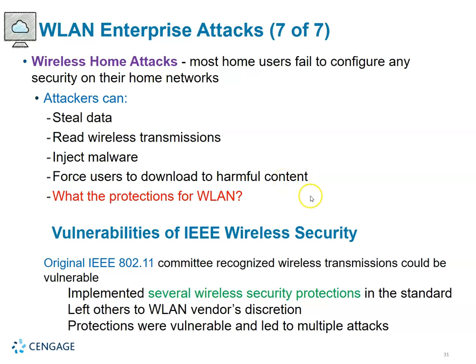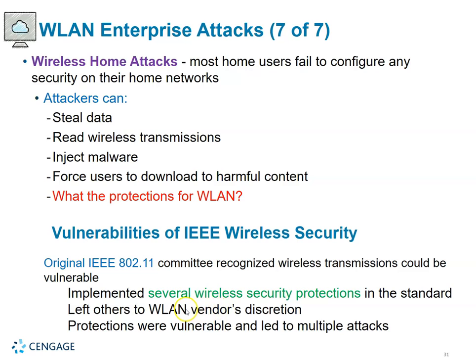So what are the protections for a wireless local area network? Well, the original IEEE 802.11 committee recognized wireless transmissions could be vulnerable. So they took the obvious steps. They started implementing wireless security protocols into the standard. But, and some folks would take exception to this next decision, they left it to others, in this case the vendors, discretion on how to implement those security protections without actually getting into the weeds.